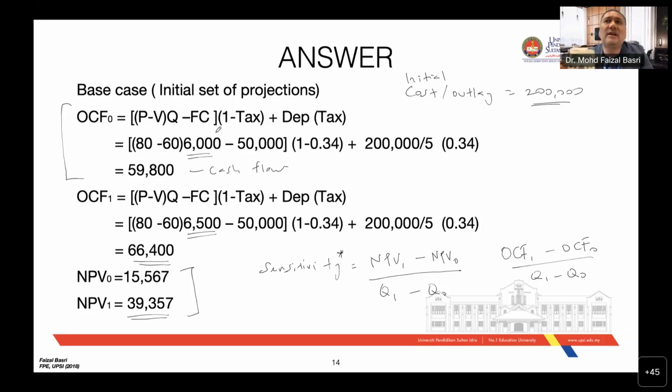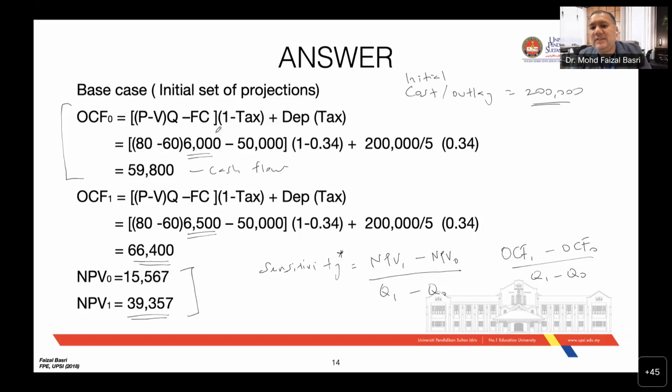Again, I'm not sure what kind of calculators you are using. I'm using the Casio FC100V. Some of you might have the updated version, maybe the FC200V. So I can only explain based on the calculator I have. In this calculator, there is a cash flow function.